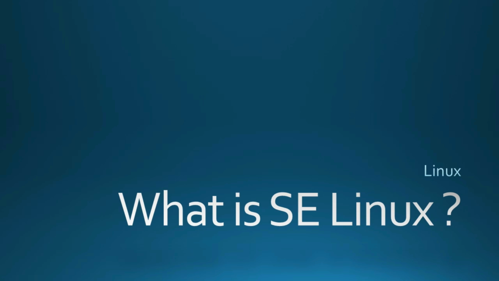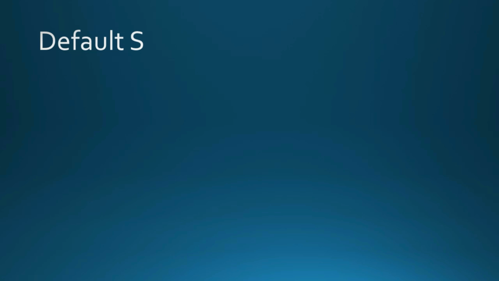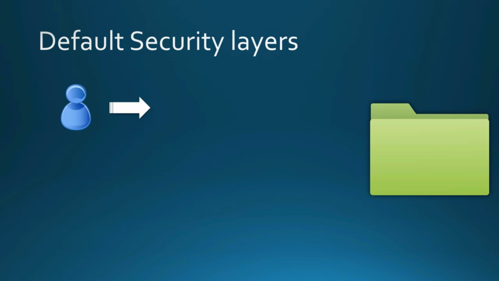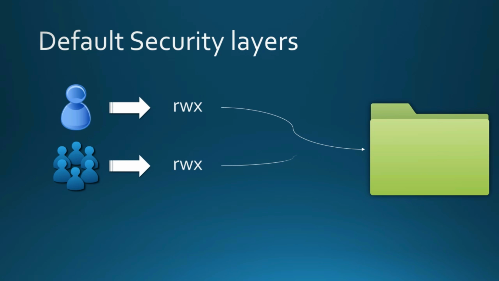Today we are going to learn about SELinux. So what is SELinux? Before moving on to SELinux, let's take a look at the default security layer so that you can understand the difference easily. In default security layers, we have users, groups, and others with read, write, and execute permissions. You can have read, write, and execute permission for a user or a group and the others.